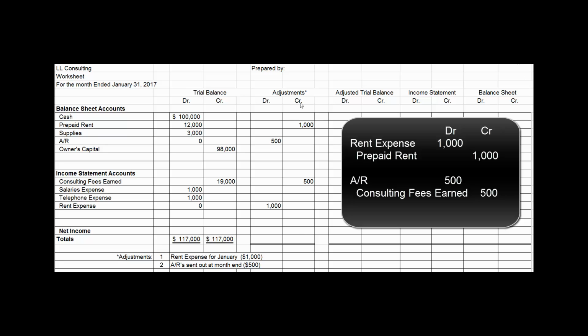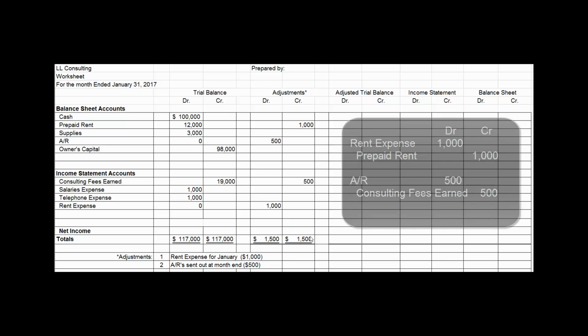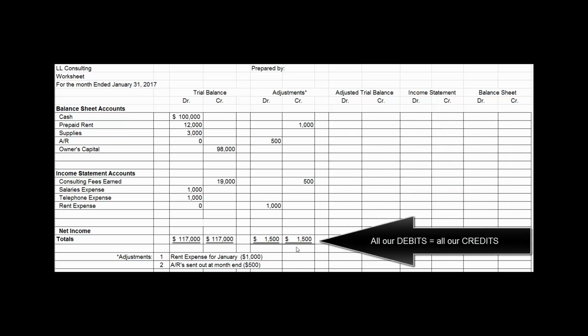So there's our $1,000 reduction in the asset prepaid rent. There's our $1,000 rent expense, expense to debits. There's our $500 of accounts receivable. Accounts receivable is an asset. It increases with debits. And here's the increase in our revenue account of $500. When we total up all the debits and all the credits, we get $1,500 in both columns. Well, that wasn't so hard.